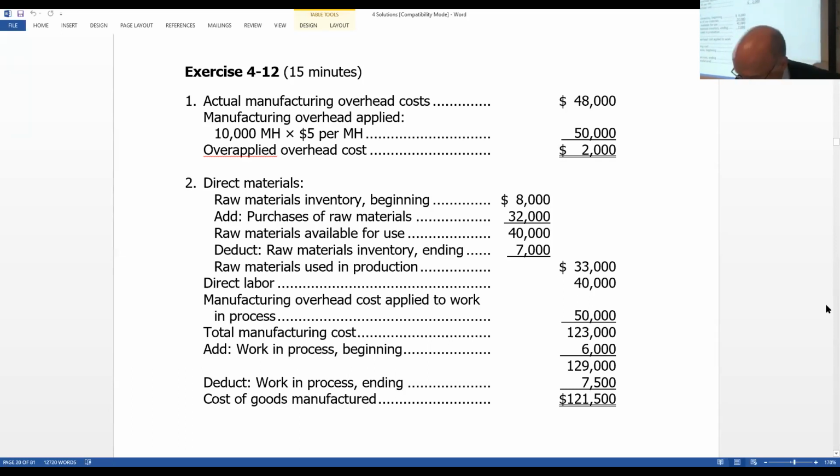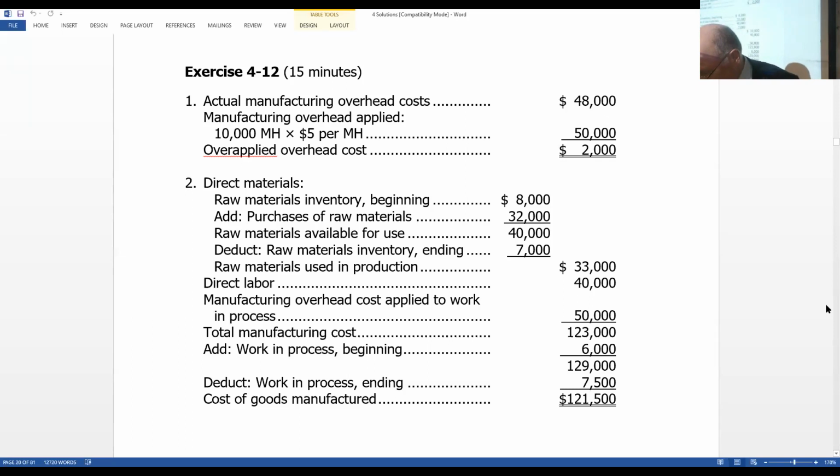So what are they asking for? Number 12, applying overhead costs to goods manufactured. Okay, what's the difference between cost of goods manufactured and cost of goods sold? Finished goods inventory, right? The only difference between cost of goods manufactured and cost of goods sold is the change in the balance of the finished goods inventory. That's the only difference.